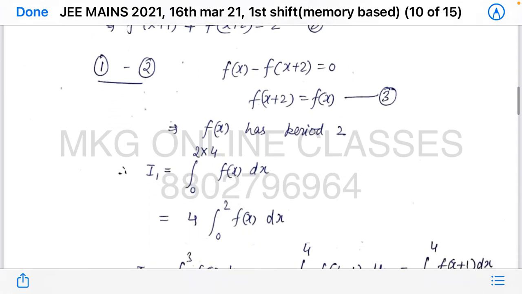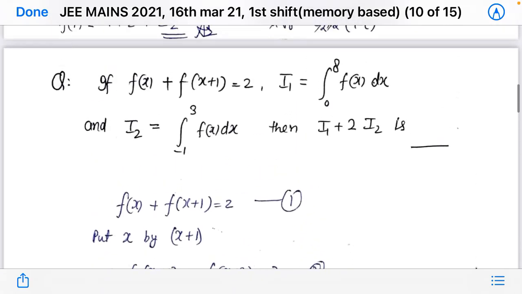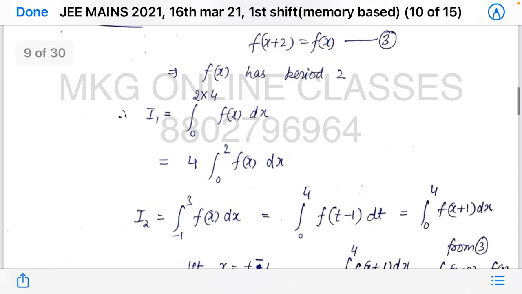So if it is having a period of 2, now let's come to the integral I1. I1 was 0 to 8 f(x) dx. Now f(x) is having a period of 2, and it is 0 to 8, so I can write it as 4 times the integral from 0 to 2 of f(x) dx. The I2 integral was minus 1 to 3 f(x) dx.